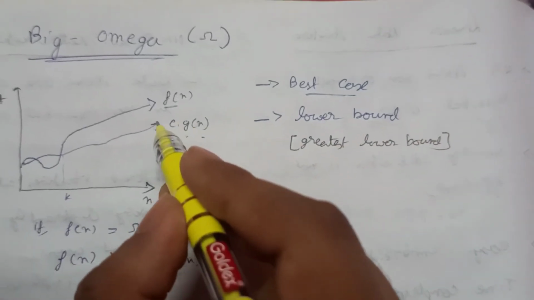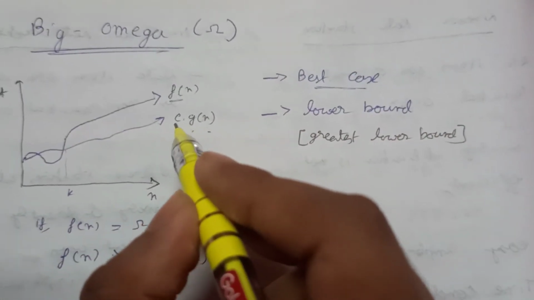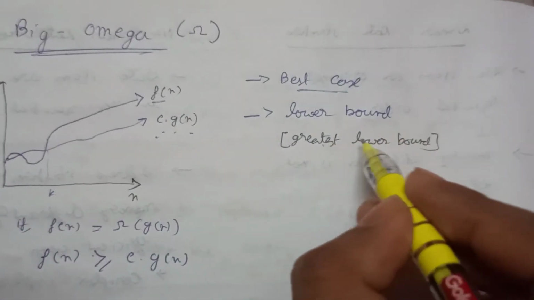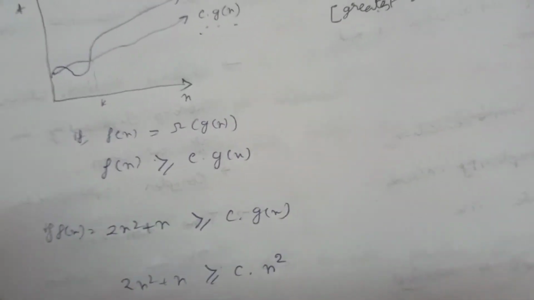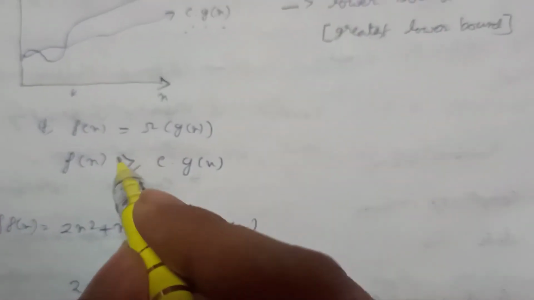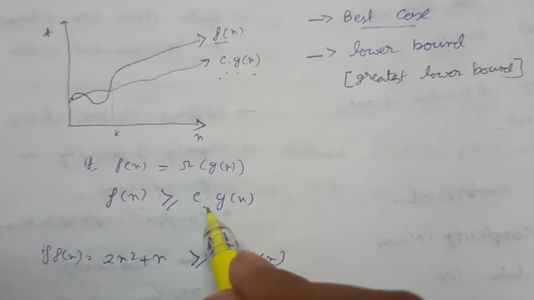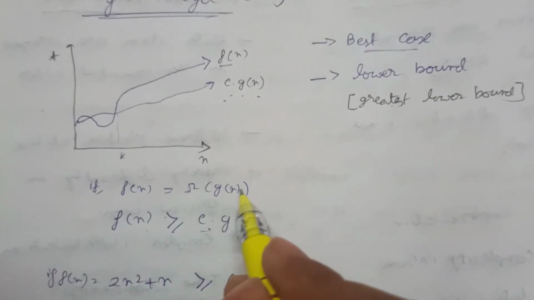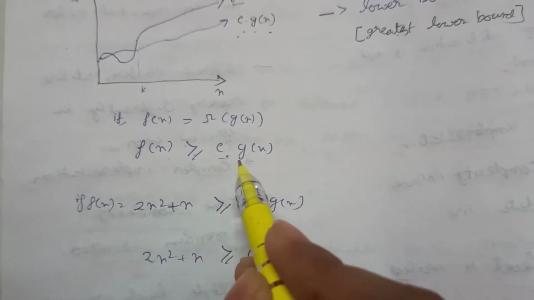And which is the lower bound? Just like we had the least upper bound for Big-O notation, here we will take the greatest lower bound. See an example and you will understand. Suppose f of n is greater than or equal to c into g of n. What is c into g of n? It is big omega of g of n. So f of n is greater than or equal to c into g of n.